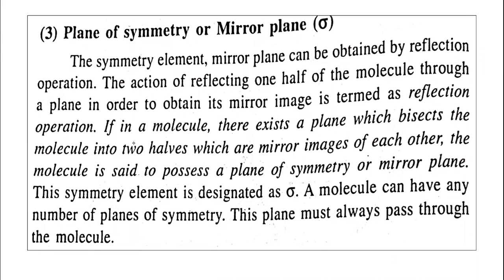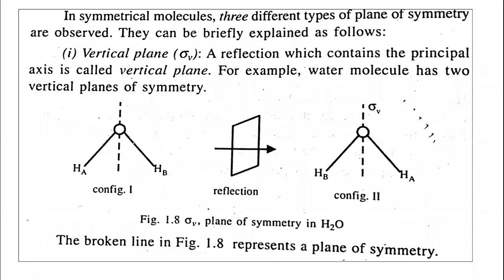If in a molecule there exists a plane which bisects the molecule into two parts, when we pass the plane through that molecule, it is divided into two parts, where one part is the mirror image of the other part. Just as if we put our hand in front of the mirror, the right hand is the mirror image of the left hand, or the left hand is the mirror image of the right hand. Similarly the molecule is having such a plane of symmetry. Let us show this by the example here. The water molecule has a plane of symmetry.